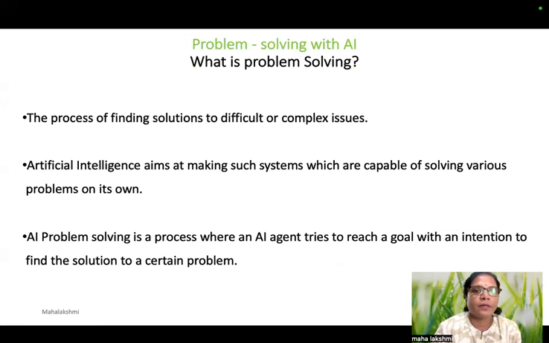The next topic will be problem solving with AI. Why is problem solving important? What is problem solving? It is the process of finding solutions to difficult or complex issues. Finding a solution for a problem is nothing but problem solving. Artificial intelligence aims at making systems which are capable of solving various problems on their own. AI problem solving is a process where an AI agent tries to reach a goal with an intention to find the solution to certain problems.